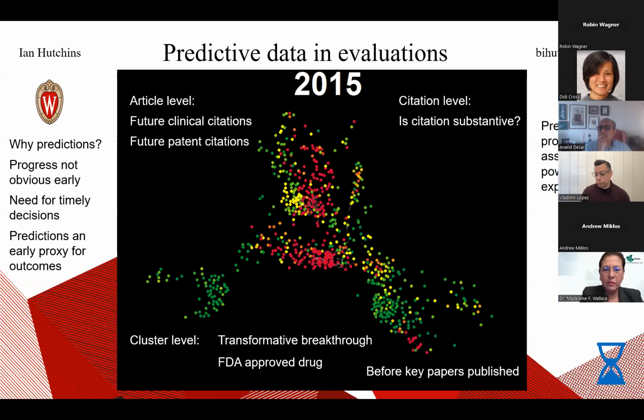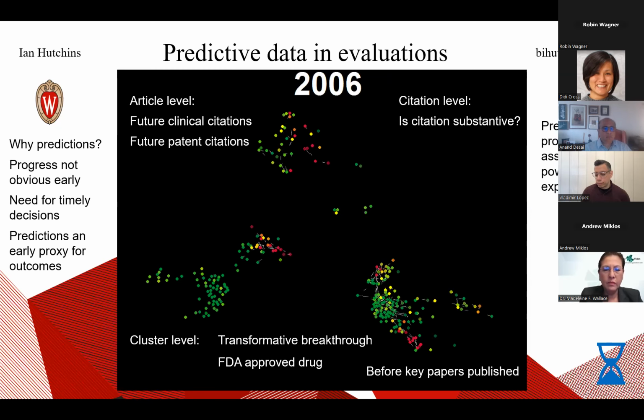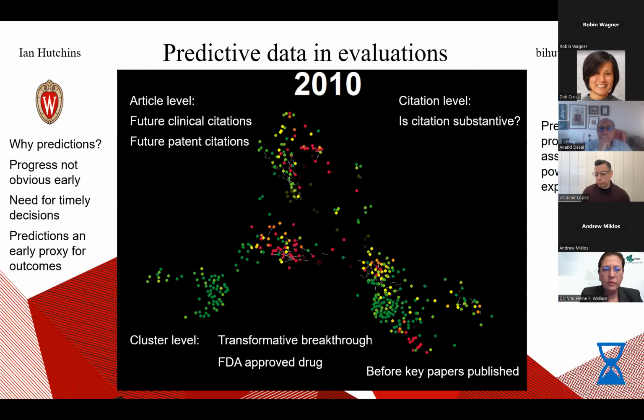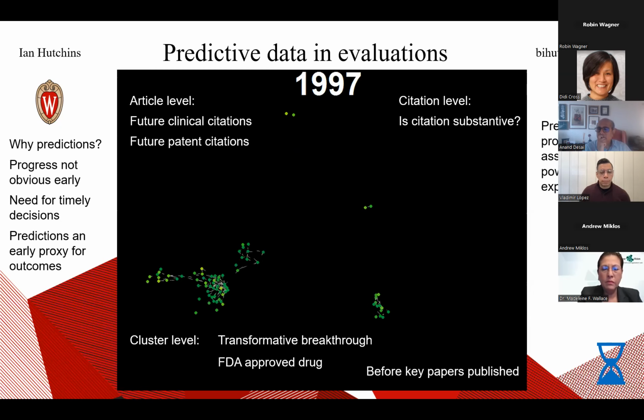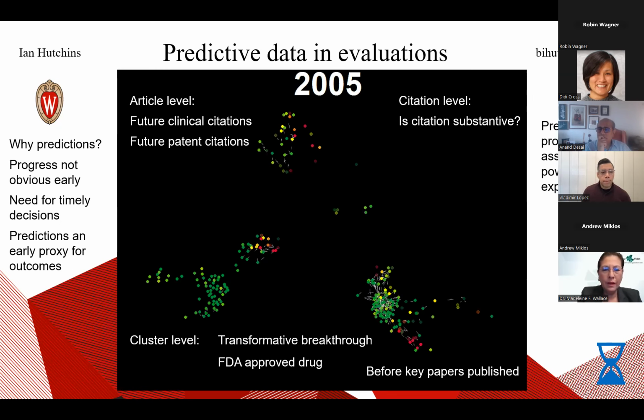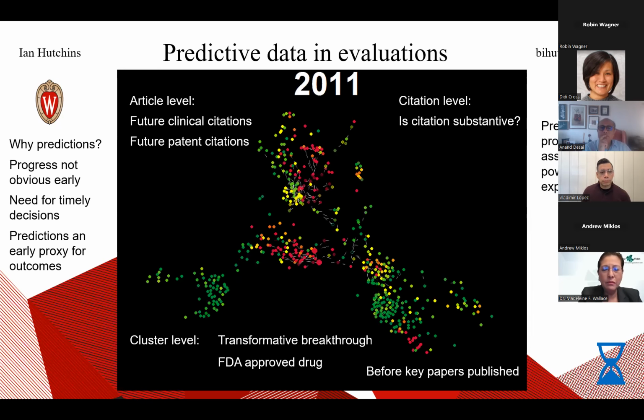We can make predictions at the cluster level too. We can ask early on in the cluster's formation, by looking at time series data, whether that cluster is likely to inform a transformative breakthrough or yield an FDA-approved drug in the future. And cluster level analysis is super exciting because you can ask these questions before the key papers are published.